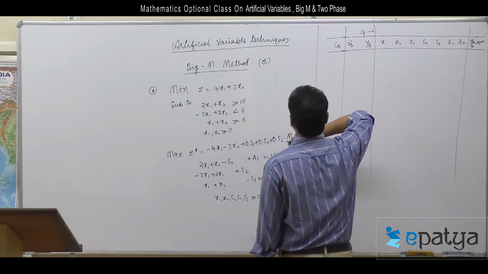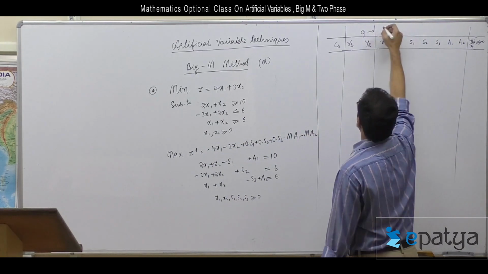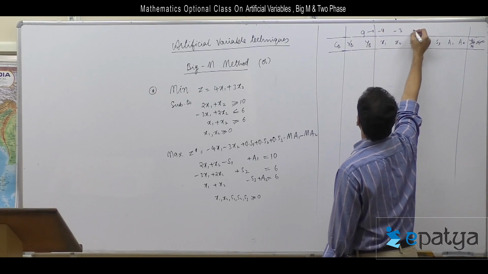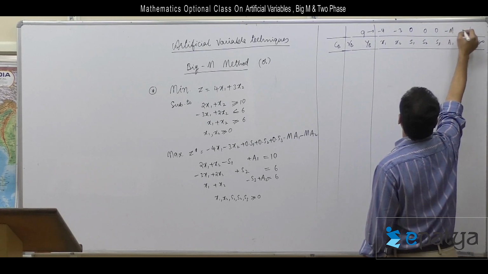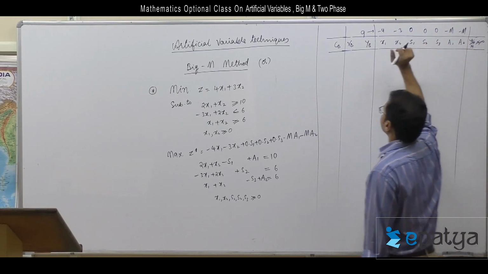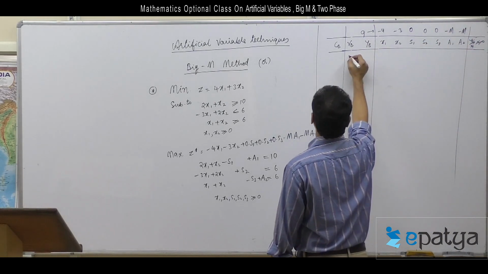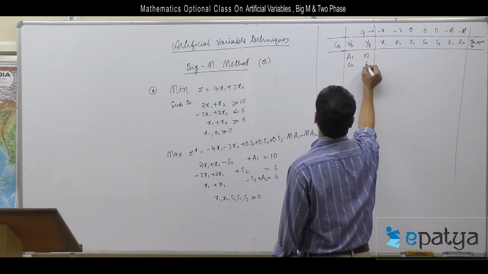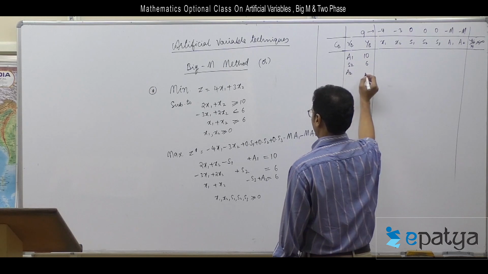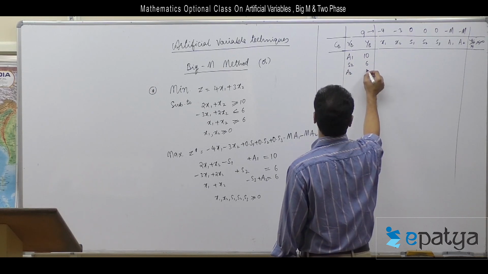Okay, what is the initial basic feasible solution? First of all, x1 is minus 4, x2 is minus 3, then 0, 0, 0, minus M, minus M. So, A1 equal to 10, S2 equal to 6, A2 equal to 6.